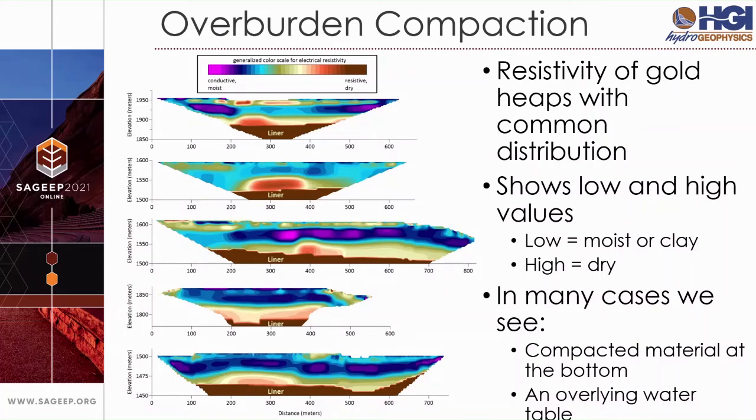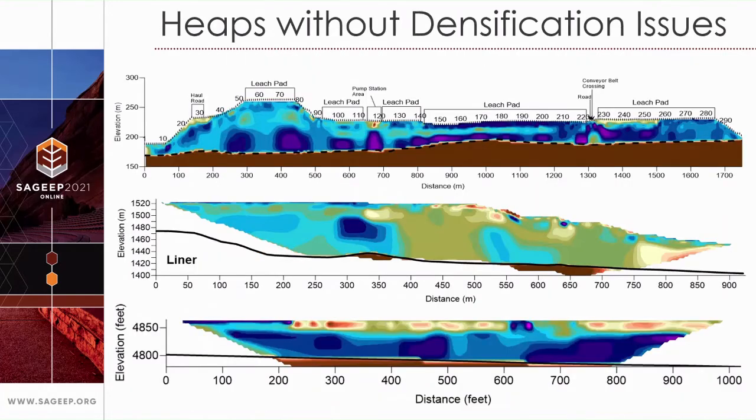In many of these examples, validation drilling or CPT analysis confirmed that an electrically conductive layer was a water table perched on highly dense ore. The water table can create dangerous conditions in the heap and make side slopes prone to failure. There are examples of failed heaps from perched water tables here in Arizona. Not all heaps have this level of densification.